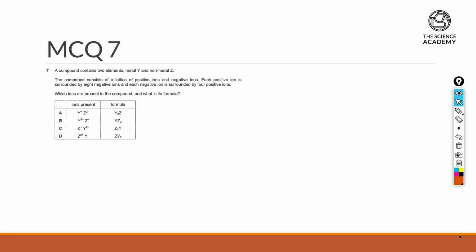In MCQ 7, this is a rather repetitive question that has seen multiple occurrences in O Level. So we're tasked to find out the identity of Y as well as Z. Knowing that Y here is actually a metal and that Z is a non-metal, it does give us a little bit of the profile, knowing that all metals will actually lose electrons to form a cation.